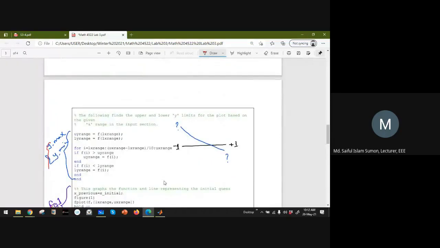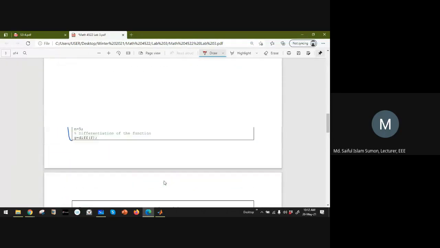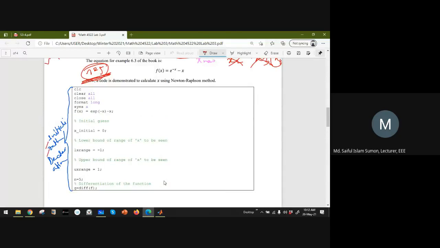Then y max, y minimum, all those things. Then initialization and declaration. These are very simple things. I'm going through everything. So what's the work of clc? It will clear the command window, isn't it? You know very well. Then clear all will just clear the workspace. Then close all will close all the figures.